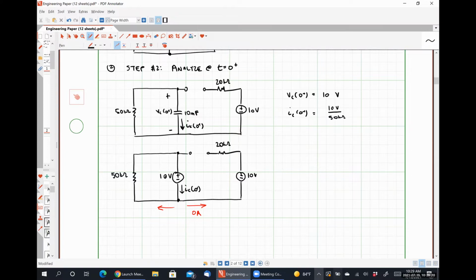But I need to pay attention to the fact that the current is leaving the positive polarity terminal. Or another way to think of it is the current is entering the negative polarity terminal of the voltage source. So I'm going to put a negative sign right here to accommodate for that. And so when I divide 10 volts by 50 kilo ohms, I get negative 0.2 milliamps.